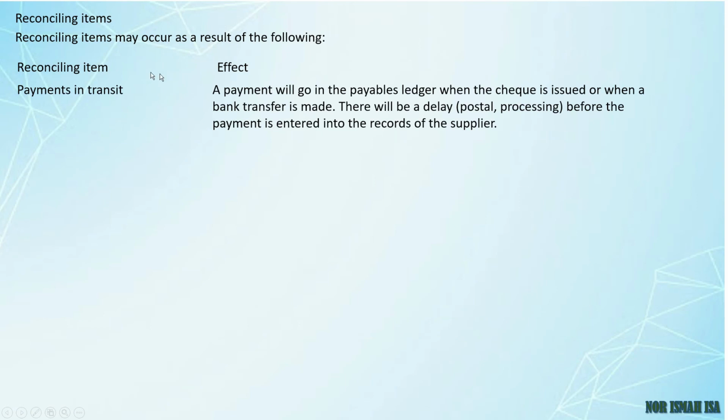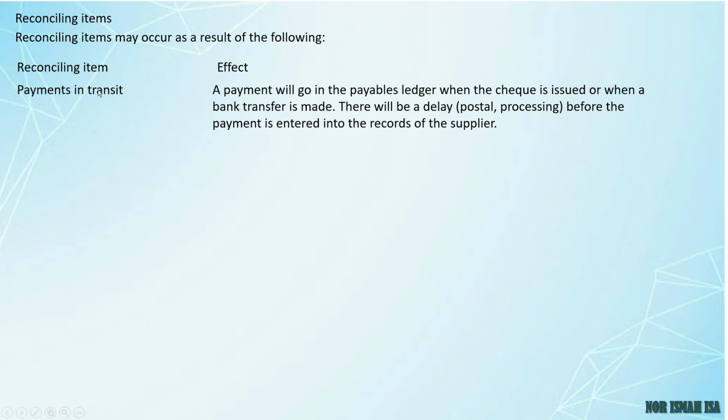So this example is a reconciliation item. A reconciliation item may occur as a result of the following. This is a mistake. Okay, this is the thing that will affect the reconciliation. One is payment in transit.